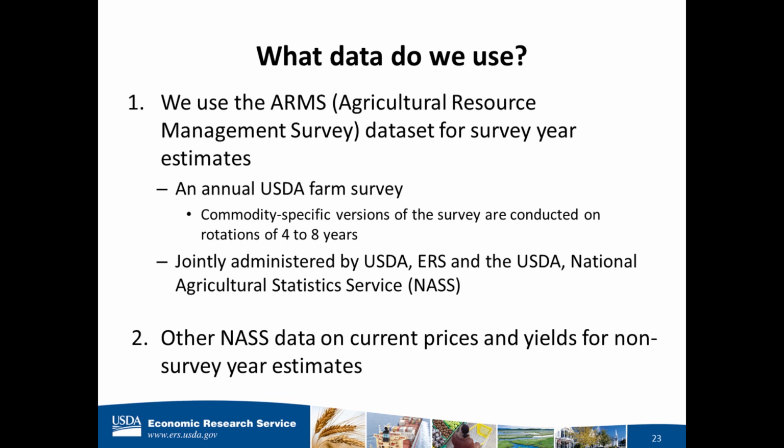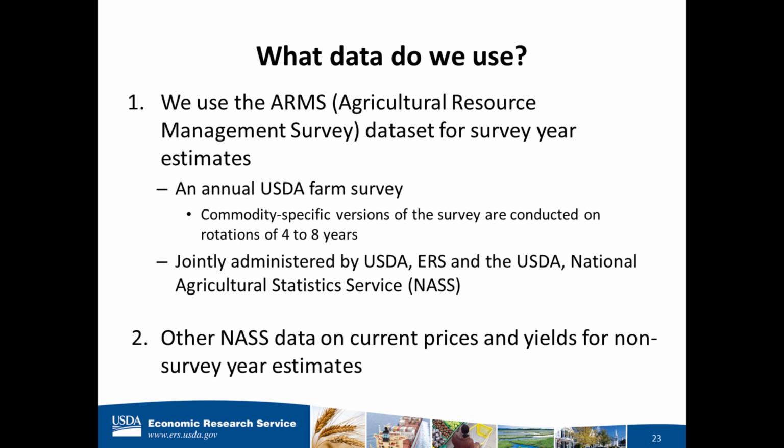So now that we've talked a little bit about what we saw in the current estimates, I want to discuss what data we use. A real benefit of the commodity costs and returns estimates is that we use survey data to derive our estimates from what farmers actually report they used, the quantities of inputs that they use on their farm. The first major source of data is the Agricultural Resource Management Survey, known as ARMS. This survey happens every year, and commodity-specific versions of the survey are conducted on rotations from 4 to 8 years. The survey is jointly administered by USDA ERS and the USDA National Agricultural Statistics Service, NASS. We're the ones that put out the survey and get information from farmers this way.